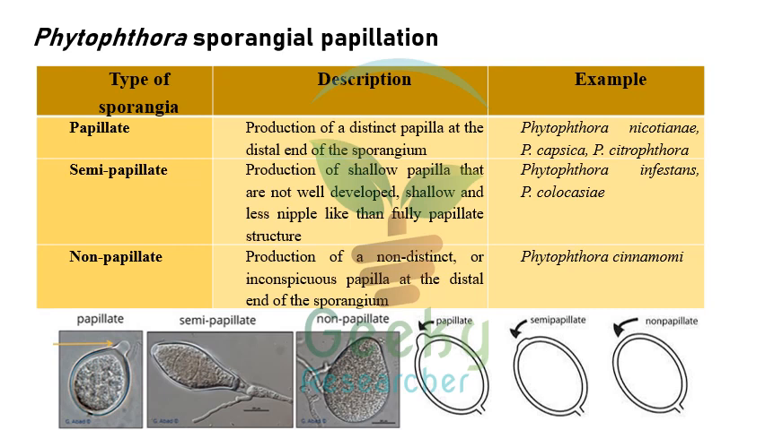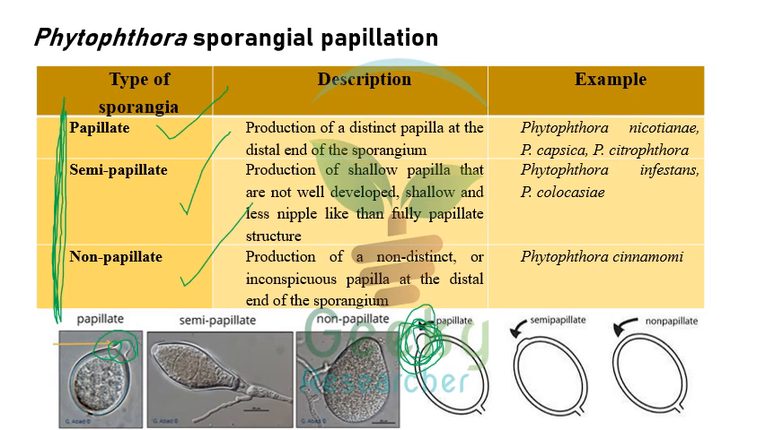So the next one is the Phytophthora sporangial proliferation. We will see mainly three types of sporangia: papillate sporangia, semi-papillate sporangia, and non-papillate. See, papillate means we can clearly see a distinct papilla. We can clearly see some nodule-like structure. For your understanding I'm telling it, it's not a nodule, just as an example, some nodule-like structure or papilla can be seen at the distal end. So that is called papillate.